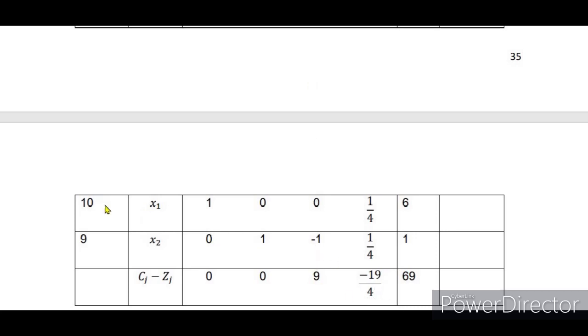Next, 10 times 1/4 is equal to 5 halves. 9 times 1/4 is equal to 9/4. So 5 halves plus 9/4 is equal to positive 19 over 4. The numerical coefficient here is 0. So 0 minus 19 over 4 is negative 19 over 4. We will now compute the optimal value. 10 times 6 is 60. 9 times 1 is 9. So 60 plus 9 is 69.